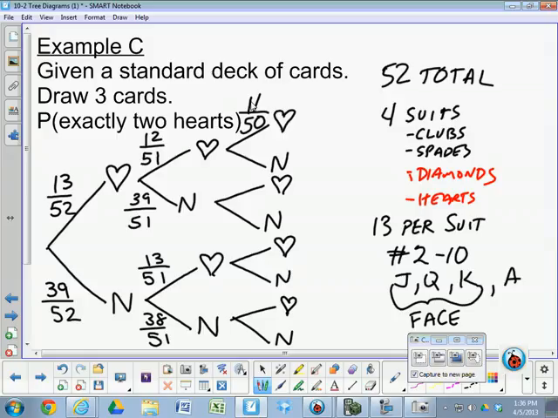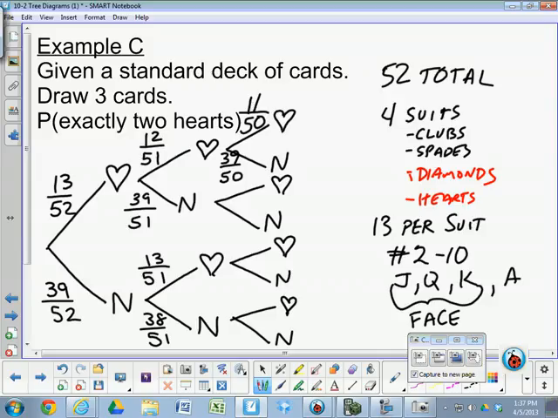Now, what about this N branch right here? We know that there are only 50 cards left. Of those 50, how many are not hearts? Still 39, because you got 2 hearts in the first 2 tries. So what happens here depends on what happened in the previous branch. So what we see today, as opposed to yesterday, is our first example of a dependent event, where these fractions depend on which original path you take.